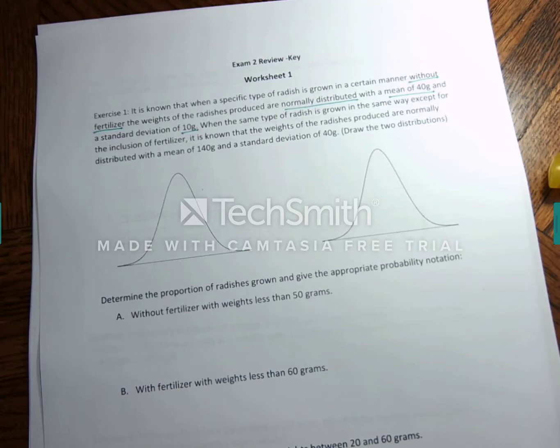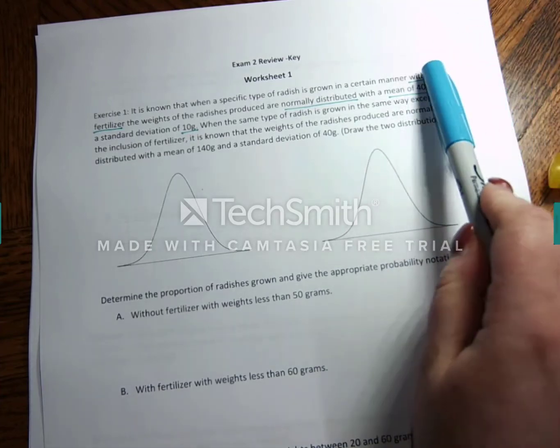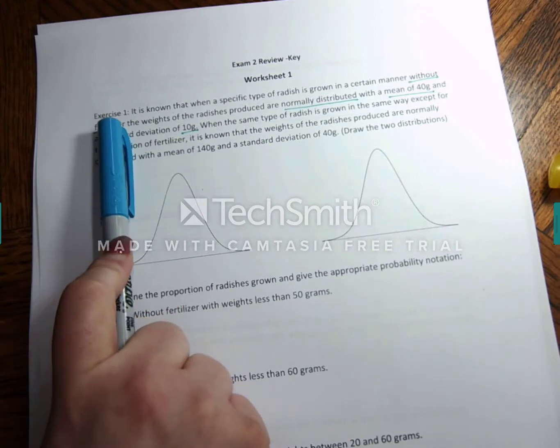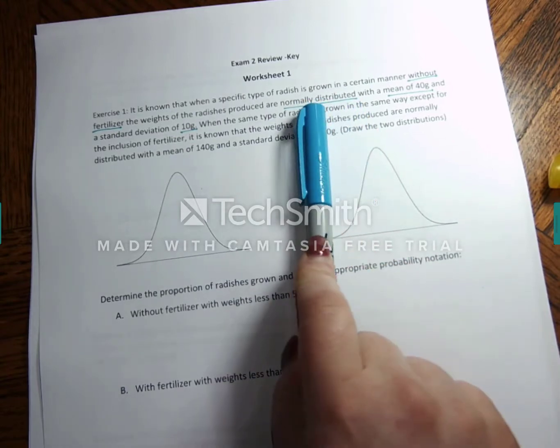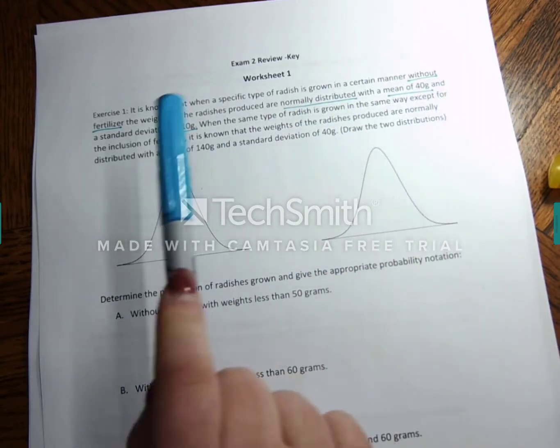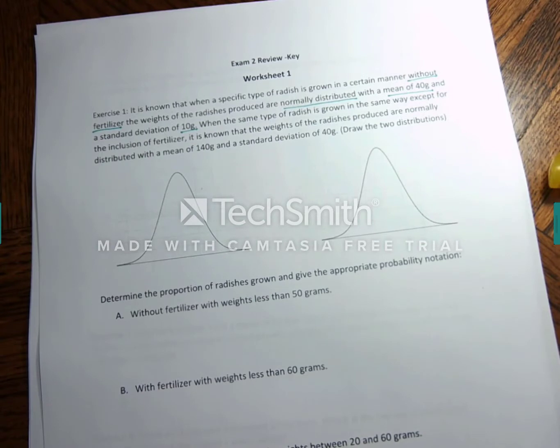So first of all, notice here what they're telling us about is one type of radish, and that is the type without the fertilizer. And then it tells us about the population distribution for these types of radishes. We know that it's normally distributed with a mean of 40 grams and a standard deviation of 10.